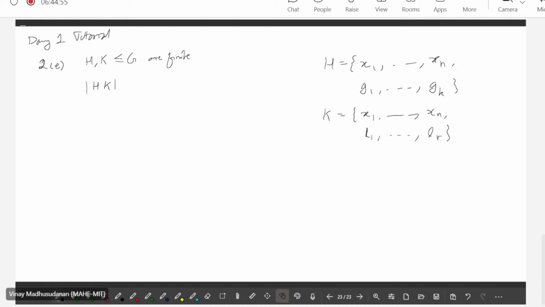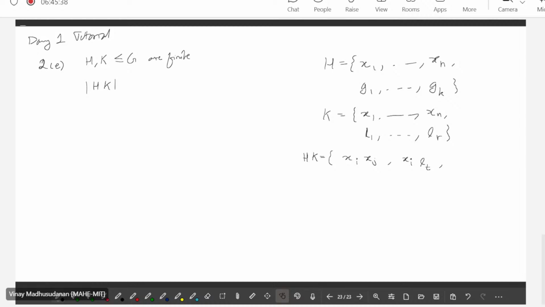Okay, so now if you take HK, let's see. What will be the elements of HK? I'll write in general form. You will have elements of the form xi xj. This is not how I would write it, but we'll try it this way. So you would have elements of the form xi xj for i and j between 1 and n. Then also elements of the form xi lt, or maybe I should write lt because there is a different range for j, right?